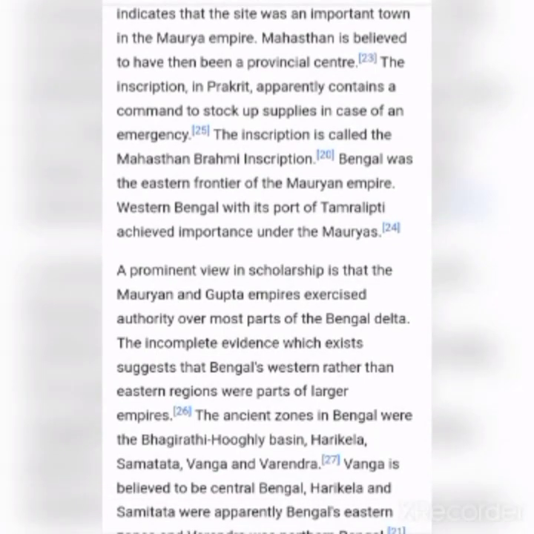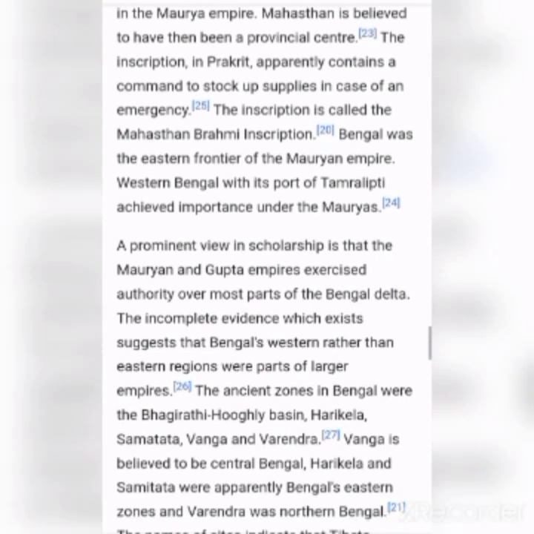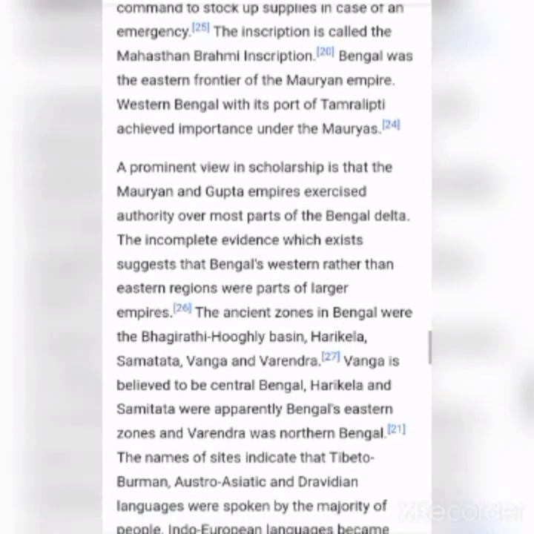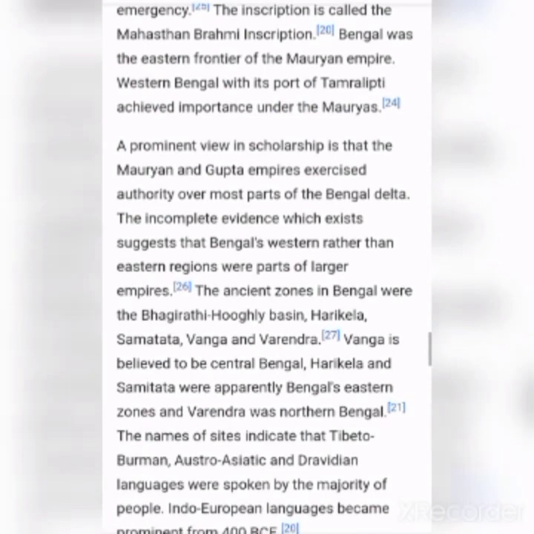A prominent view in scholarship is that the Mauryans and Gupta Empire exercised authority over most parts of the Bengal Delta. The complete evidence which exists suggests that Bengal's west rather than eastern regions were parts of larger empires.